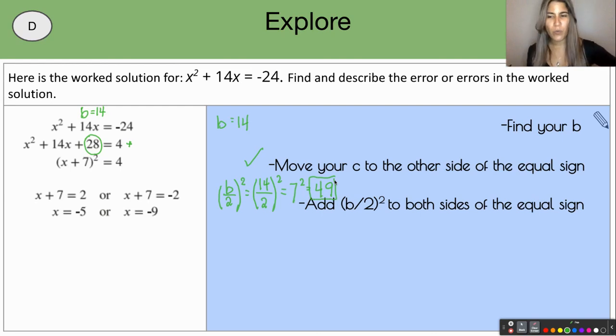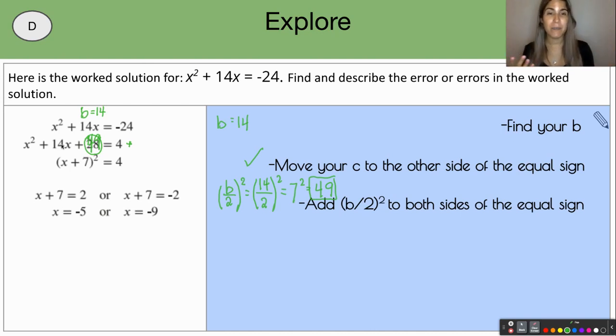So what is it that they did? They did two numbers that multiply to 49. So we wanted two numbers that multiplied to 49 here and add to 14. 7 times 7 is 49. 7 plus 7 is 14. So now I found an error. How can I describe this?